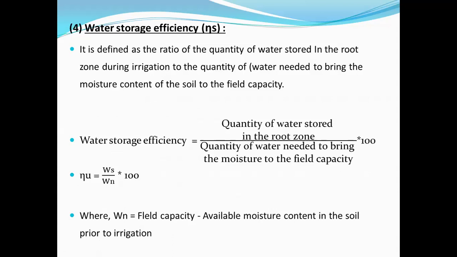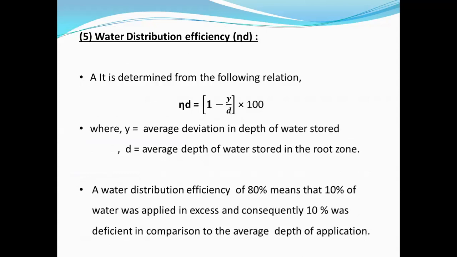The equation to find the water storage efficiency is the quantity of water stored in the root zone divided by the quantity of water needed to bring the moisture to the field capacity, multiplied by 100 because we need the answer in percentage terms. So eta s is equal to Ws by Wn multiplied by 100, where Wn is equal to field capacity minus the available moisture content in the soil prior to the irrigation.